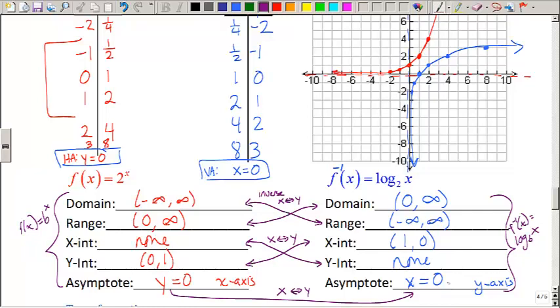Again, this is all before transformation. When you transform, sometimes your asymptote changes, your x-intercepts will change, and sometimes your domain will change as well. So before transformations, the parent function, these properties all stay intact. Next, we're going to talk about transformations of functions in the next video.